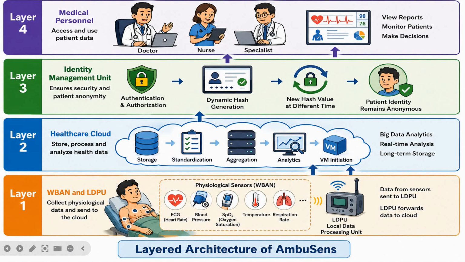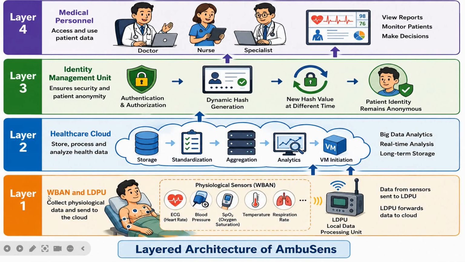So here the AmbuSens system is a healthcare Internet of Things platform which is developed to provide continuous monitoring of patients, especially during the transportation between the hospitals. It uses physiological sensors, cloud computing and secure data management to ensure real-time healthcare services. And the architecture of AmbuSens is divided into 4 layers.